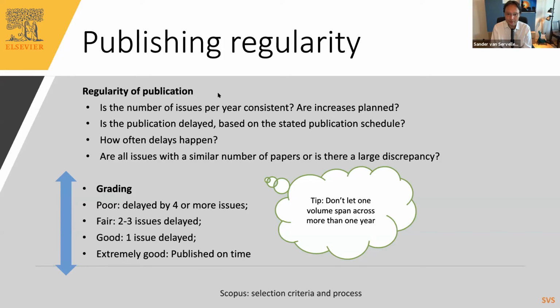So if it builds up, it's okay, but it should not be 2, 2, 2, 4, 4, 2, 2, 4, because that would show that you're having trouble maintaining 4 issues per year. So it probably would have been better to stick to 2 issues and maximize the quality over the quantity. So that's what we mean by publishing regularity: looking at delays and whether you're able to execute the schedule that you've set out for yourself.